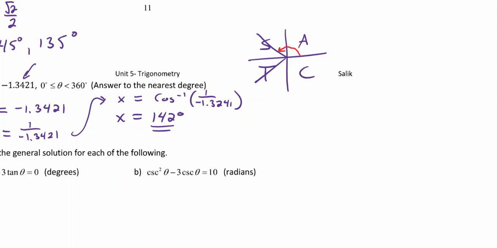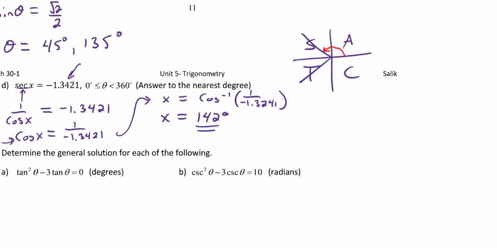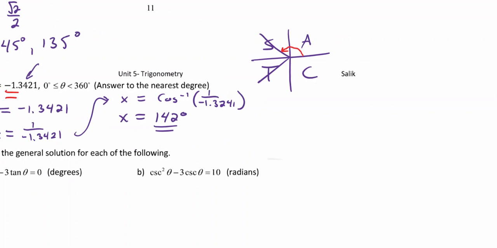But I know that there should be two answers here, right? There's two places where it's negative. So there's also going to be an answer down here. Okay, so how can I find that? Your calculator won't do this for you. This is up to us. We're going to have to figure out what our reference angle is there. So let's find that first.